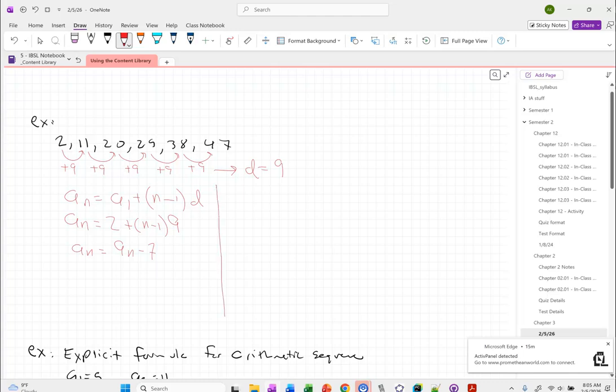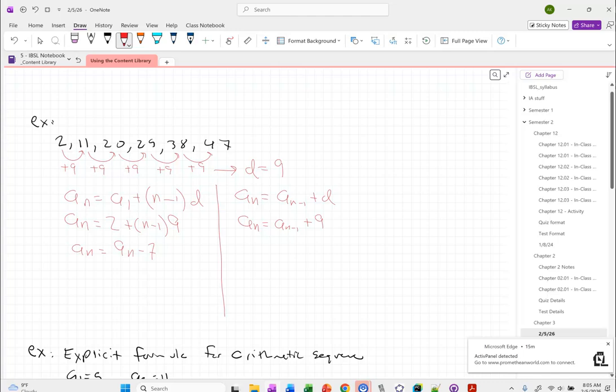Let's write the recursive. So that's my formula for the recursive sequence, right? What does a sub n minus 1 mean? Just means the previous term, right? So that never gets anything filled in when it's a formula. You know, D is 9.